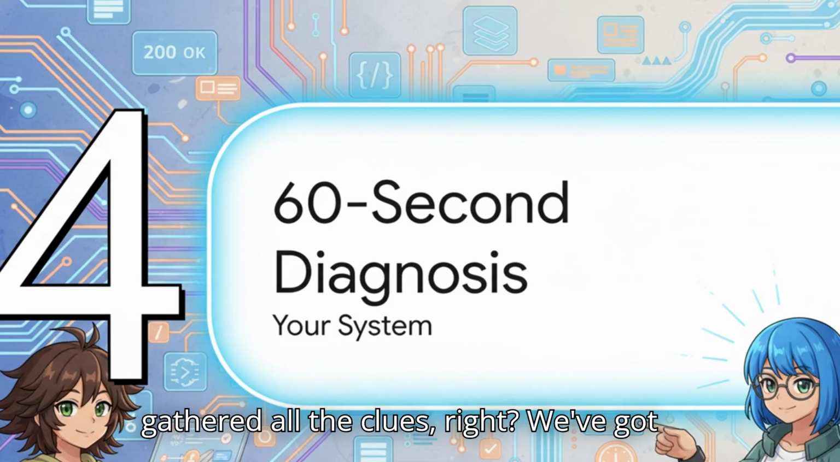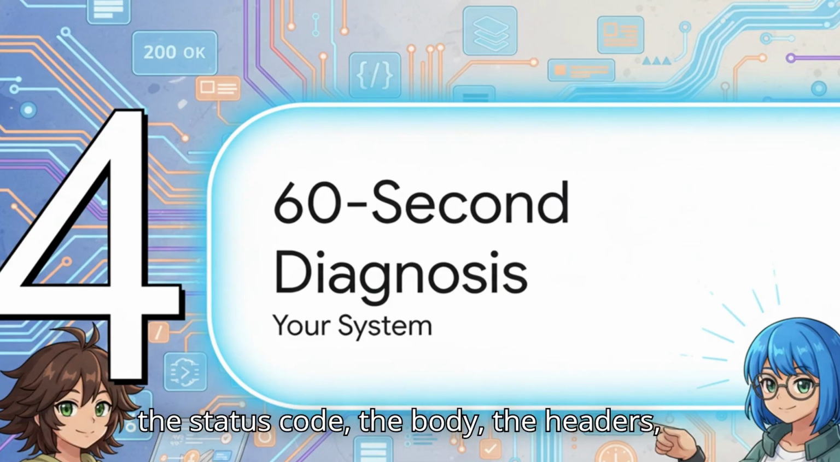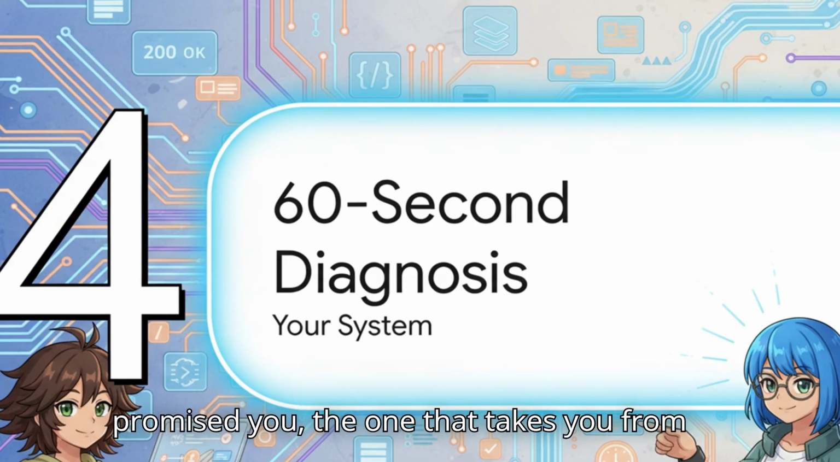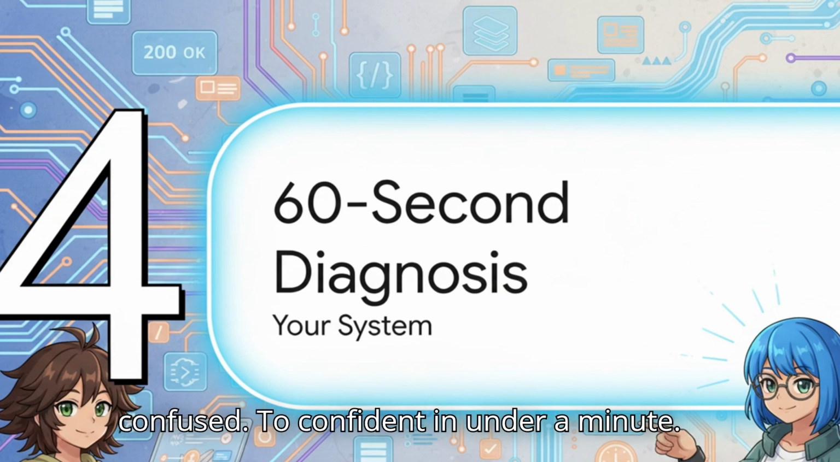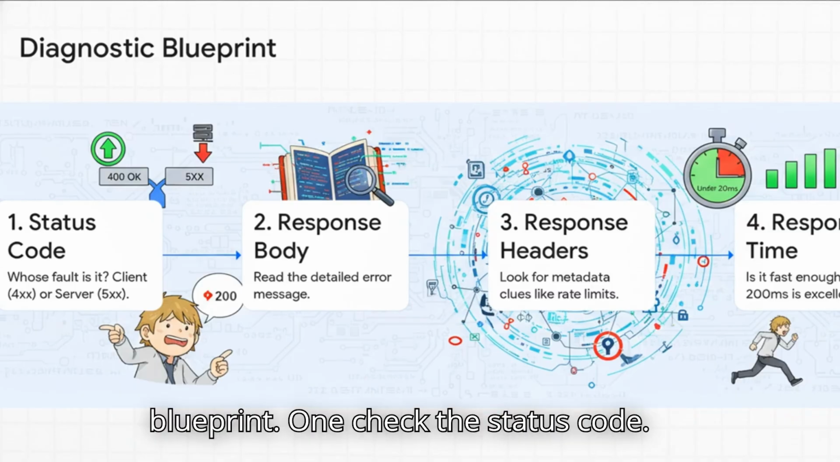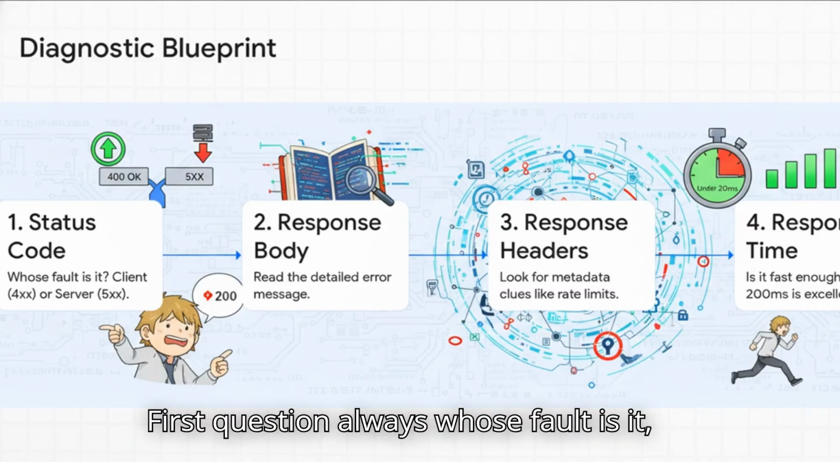All right, we've gathered all the clues, right? We've got the status code, the body, the headers, and the timing. Now, let's put it all together into that simple system I promised you, the one that takes you from confused to confident in under a minute. This is it. This is your 4-step blueprint. 1. Check the status code. First question, always. Whose fault is it, mine or theirs?